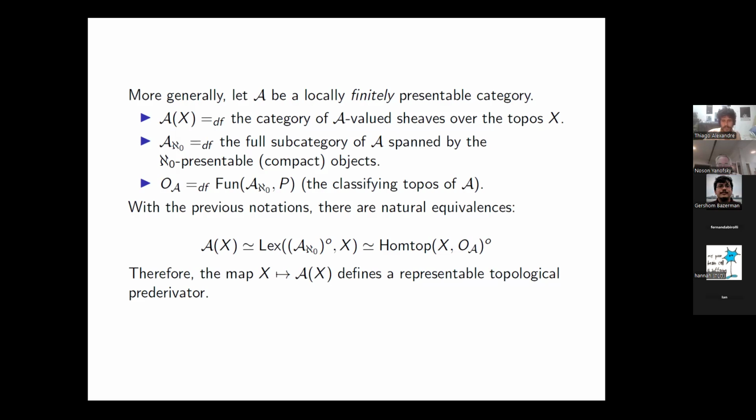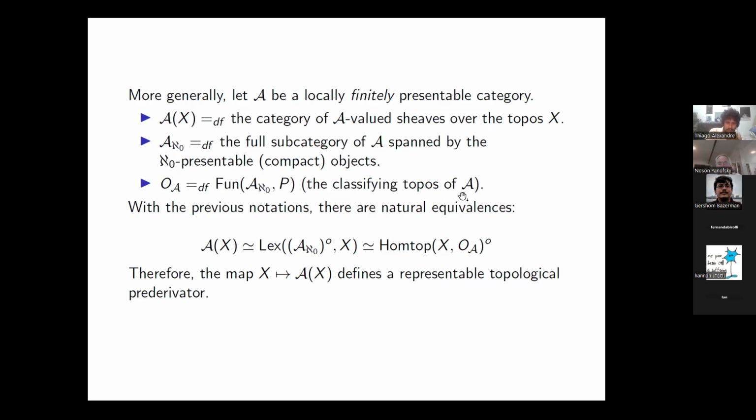We can form the category of A-valued sheaves. And we can construct the full subcategory of A spanned by the Aleph-zero presentable, or the compact objects, right? And we can form this topos here. The category of functors from this category is essentially small. It has a small skeleton, and we can form this topos from A Aleph0 to the category of sets.